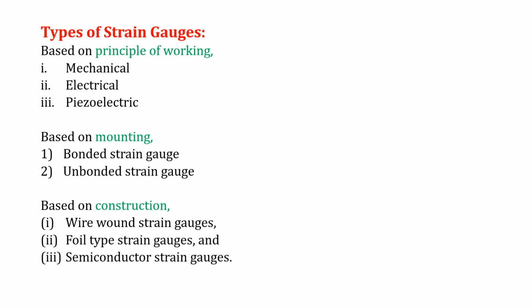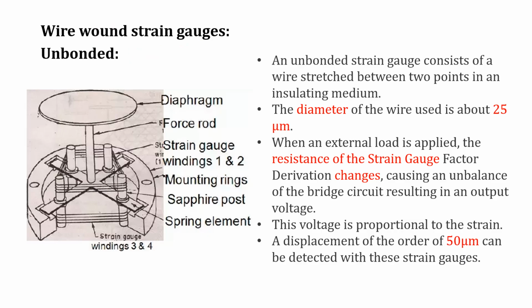Then move on to the types of strain gauge. Based on the principle of working, we can classify the strain gauge as mechanical, electrical and piezoelectric. Based on its mounting, we can classify the strain gauge into two types: bonded strain gauge and unbonded strain gauge. Based on construction, we can classify strain gauges as wire wound strain gauge, foil type strain gauge and semiconductor strain gauge. Now we'll see about wire wound strain gauge.